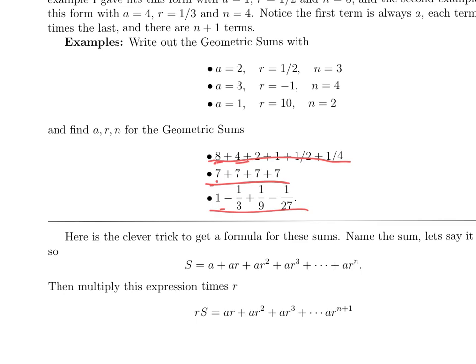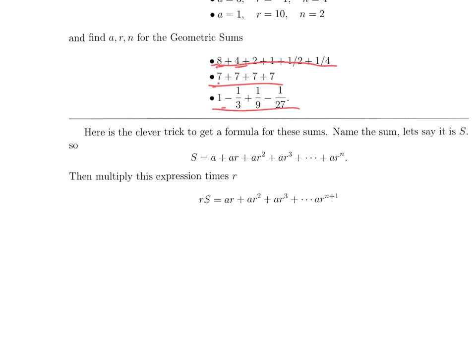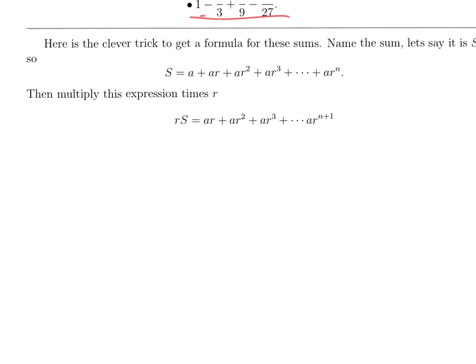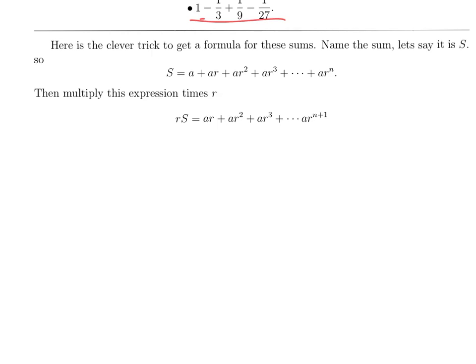Geometric sums come up all the time in mathematics. One of the great things about them is you can write a formula for what they add up to. And it's a beautiful little argument. So I want to call that geometric sum, A plus AR plus AR squared and so on, S. And then I want to ask what happens when I multiply S times R.